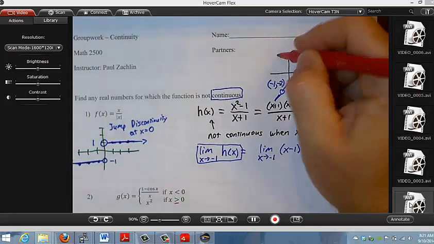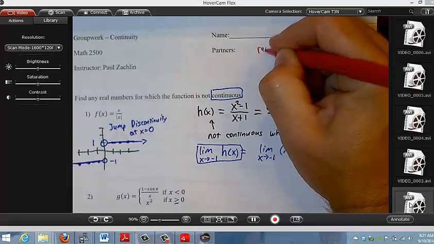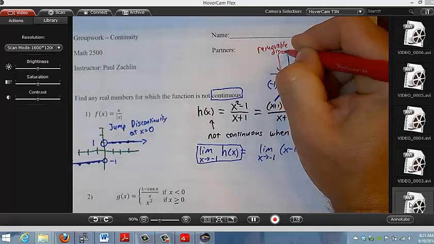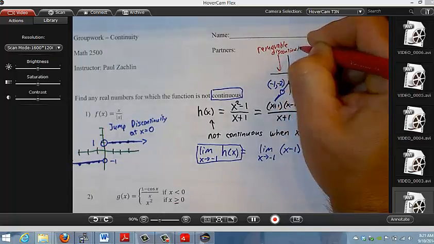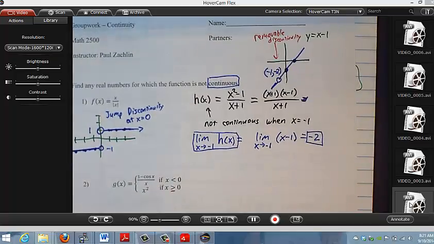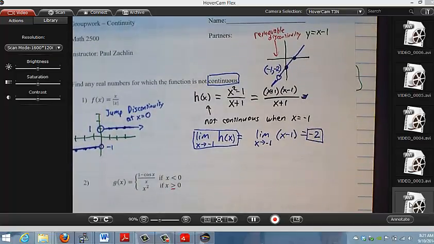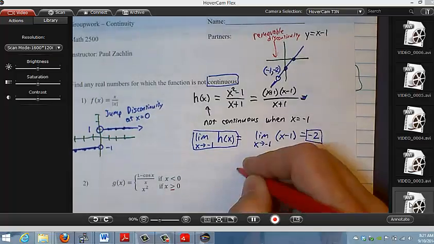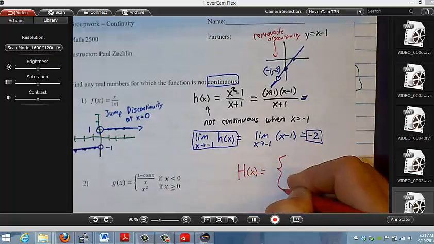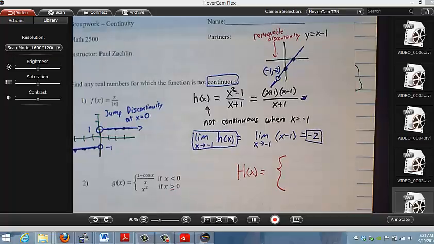Okay? And so the reason that this is called a removable discontinuity is that you can define the function in a different way and make it continuous. Let me show you what I mean by that. Here, I'm going to make a new function. I'm going to call it capital H of x. And I'm going to define it using some different cases here. Does this make sense to you guys?